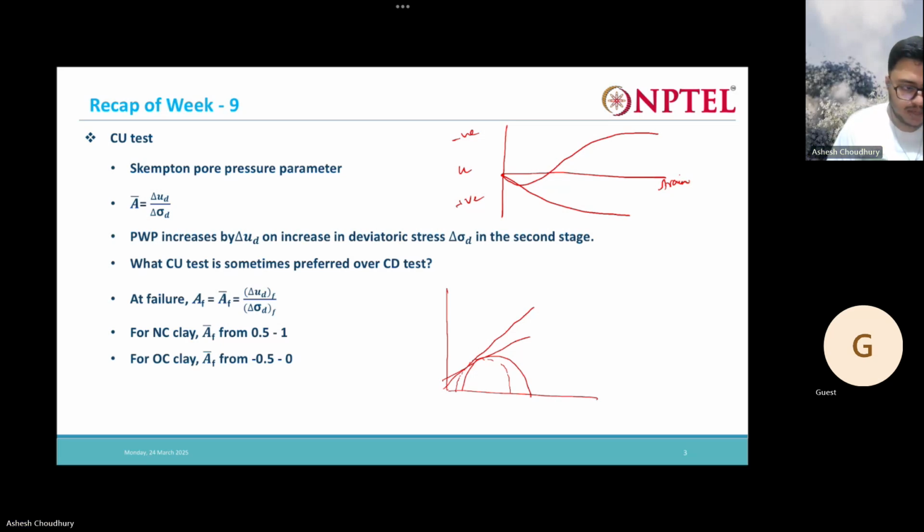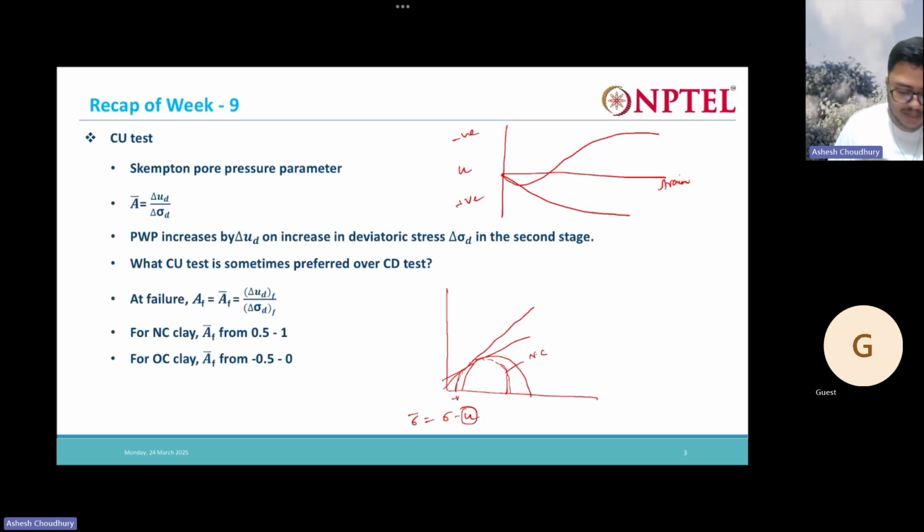Dilation. That's why we have negative pore water pressures that develop. Okay, negative pore water pressure. This is for normally consolidated. So what is effective? Effective is total minus pore water pressure, right? So this is positive, so then we will get a circle something like this.